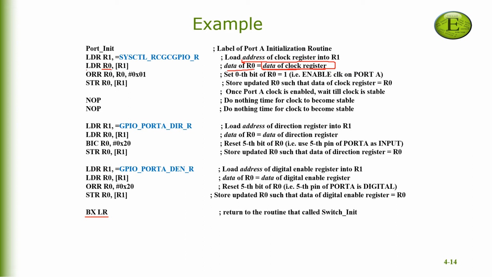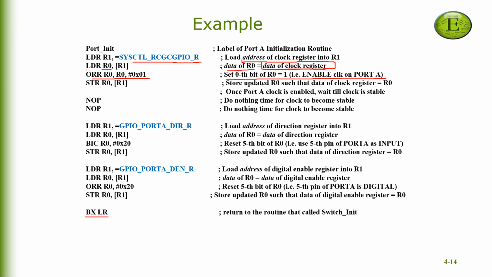Because we wish to use port A, and that's where the switch is connected. Remember that we are going to connect the switch at pin number 5 of port A. So we have to enable the clock on port A. The least significant bit of the clock register corresponds to port A. So we are just going to set that bit to 1 using the OR instruction. So when we set the 0th bit of R0 equal to 1, we enable the clock on port A.